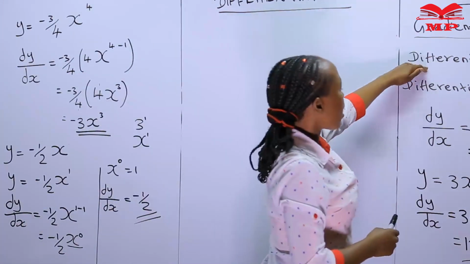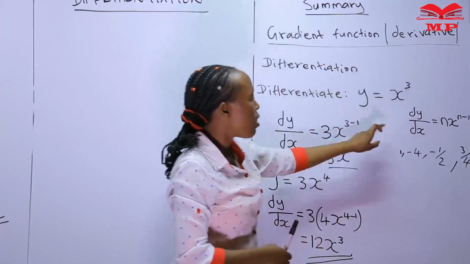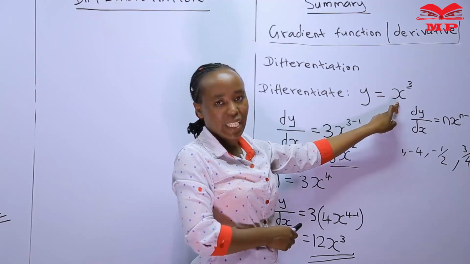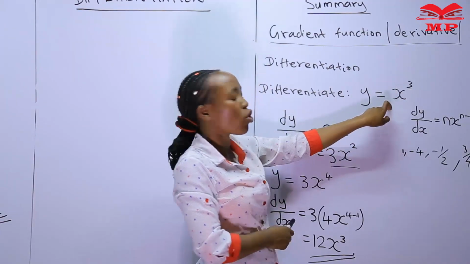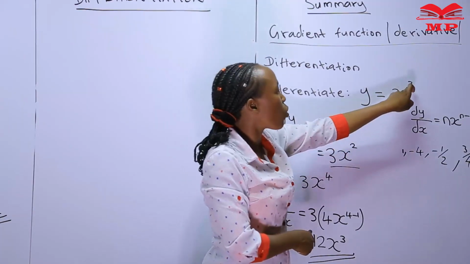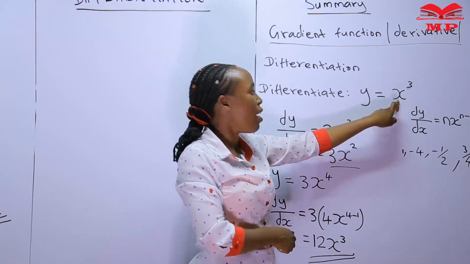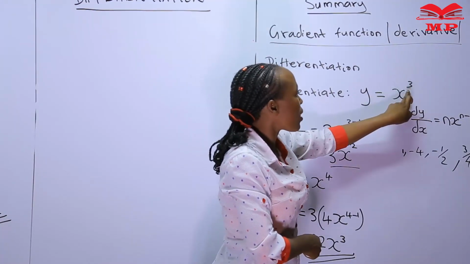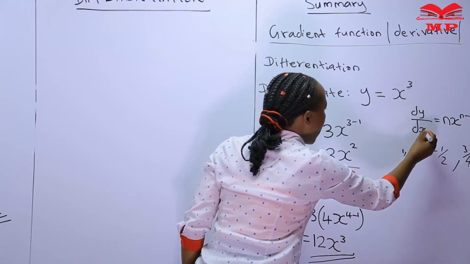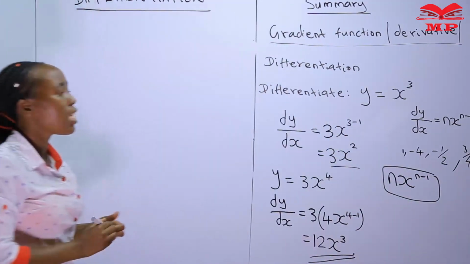So note that differentiation, that is finding the gradient, or simply the gradient function, or the derivative, the formula is: multiply the power by the coefficient of x. Sometimes it must not be x. We have done examples whereby y is not a function of x. We can have y as a function of another letter. So you multiply the power by the coefficient of whatever you have, either x, b, or whichever letter. Then after that, you have the x, then the same power minus 1. And therefore, we concluded that the general formula for finding dy/dx is simply nx^(n-1). And that's what we have in differentiation.